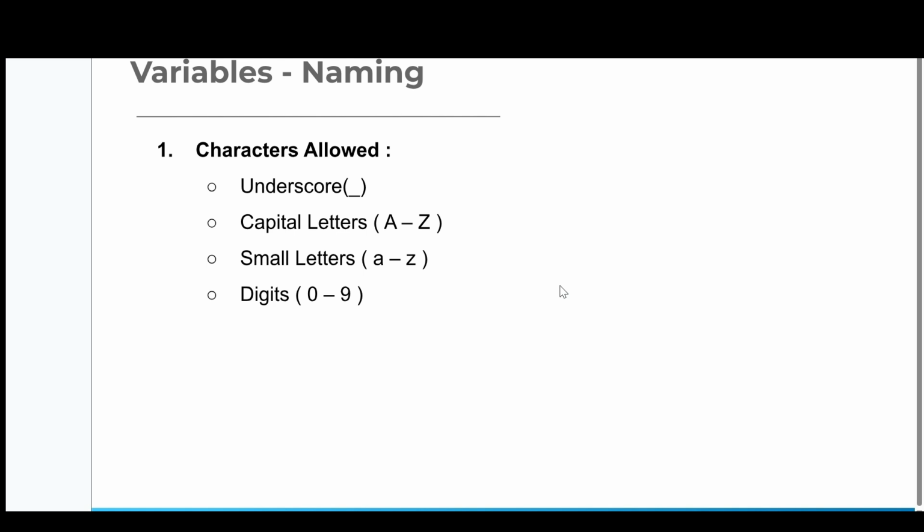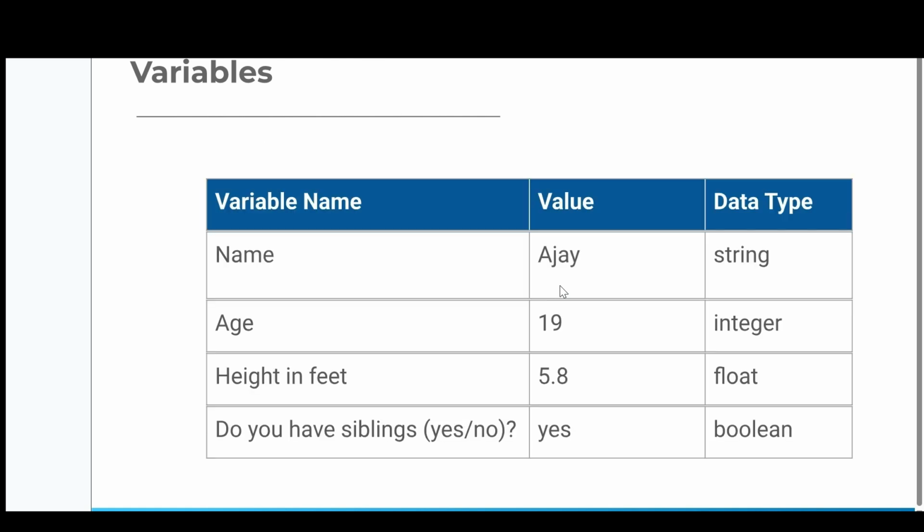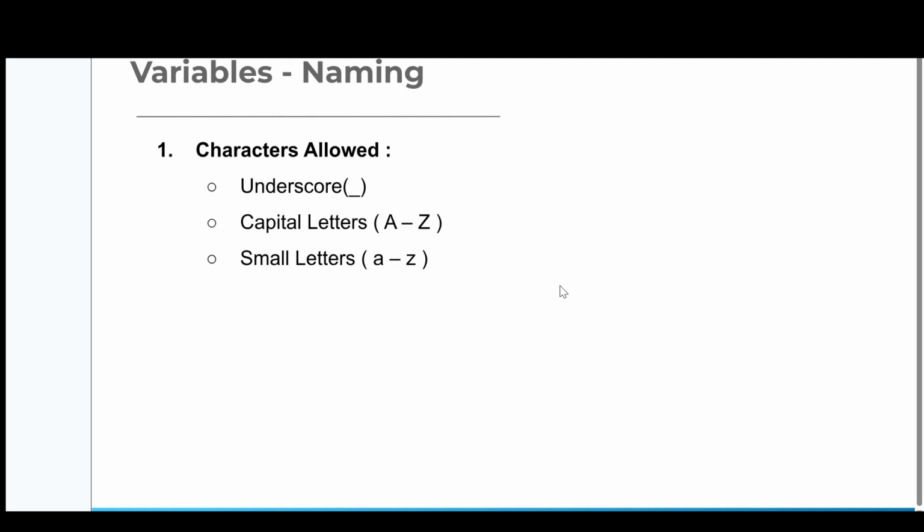For example, we have seen this in the previous example: name, age, height in feet, do you have any siblings. These are variable names. What are the characters allowed in the variables? See this. Underscore is allowed, capital letters A to Z allowed, small letters a to z allowed, and digits.